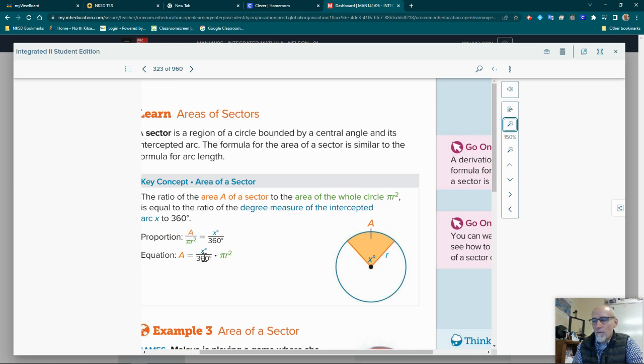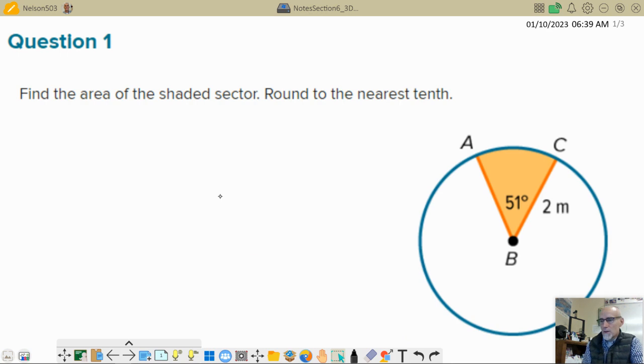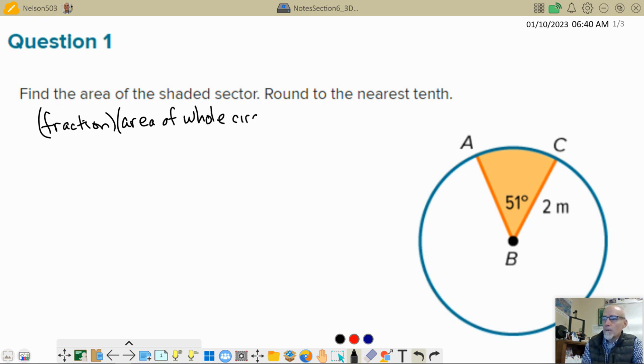So really, the fraction x degrees over 360 is the fraction of the circle that we care about, times the whole circle. That's what I'm going to write over here. My pen wasn't working the first time I opened up this program this morning. So the fraction of the circle I care about times the area of the whole. Let's write that: area of whole circle.